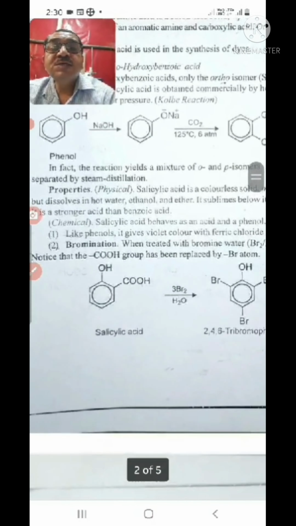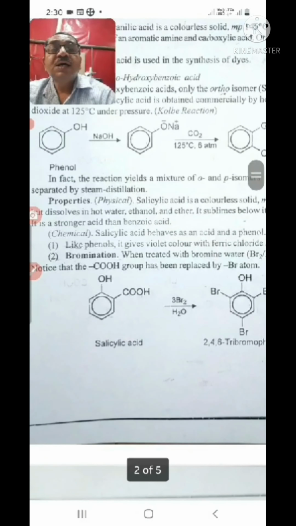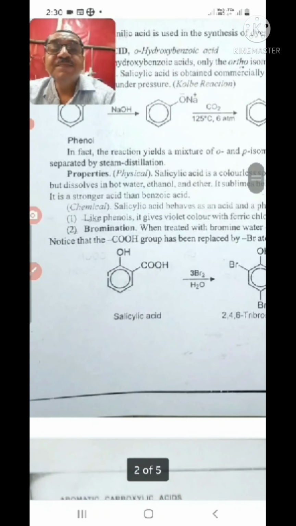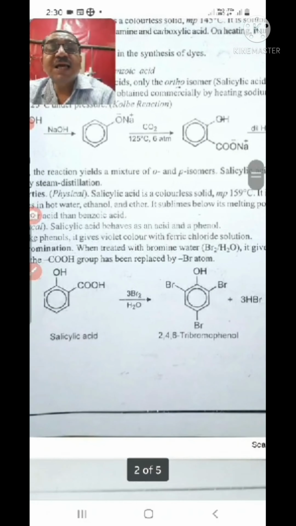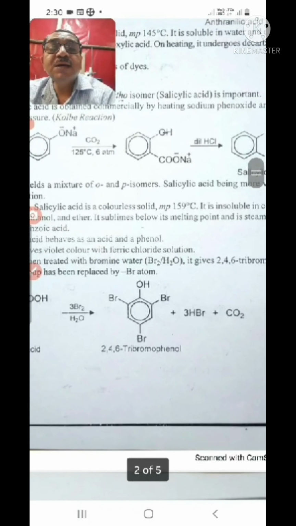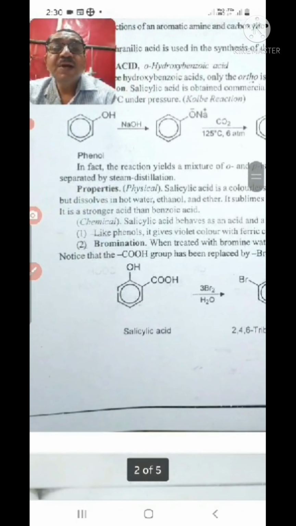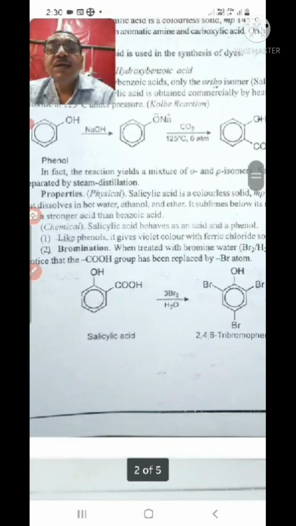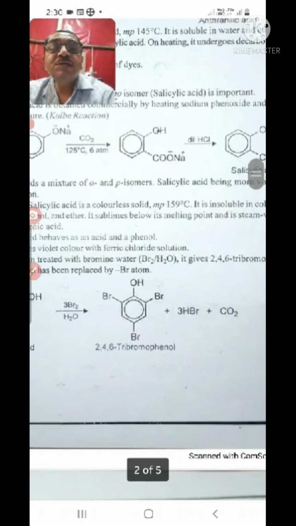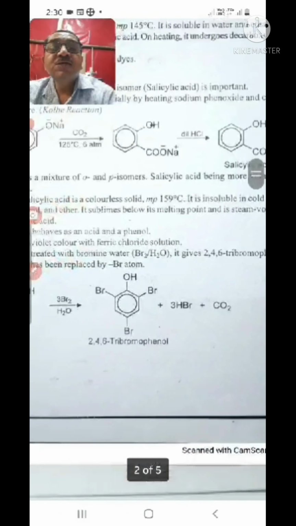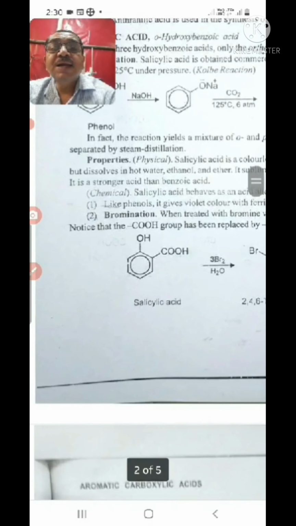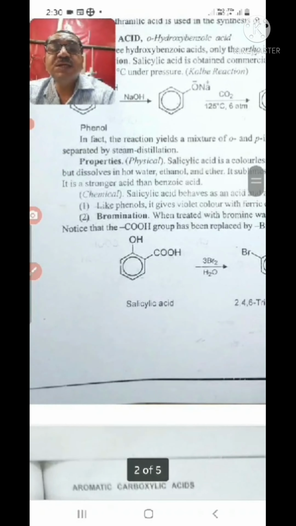Now considering the properties of salicylic acid, here salicylic acid is also a colorless solid having melting point 159 degrees centigrade. It is insoluble in cold water but dissolves in hot water, ethanol and ether. It sublimes below its melting point and is steam volatile. It is stronger acid than benzoic acid.